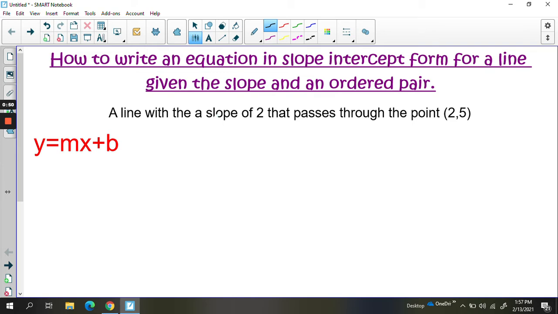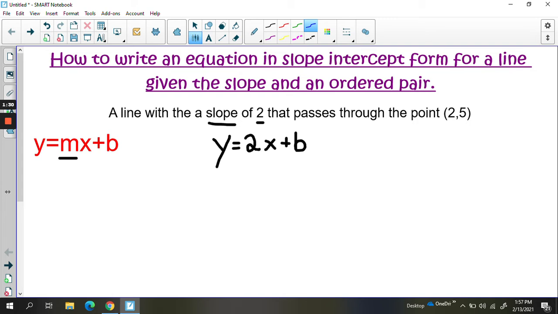So we know that it has a slope of 2. We know that in our slope-intercept form equation, m represents slope. So what that means is we're going to substitute in 2 for m because we know that the slope is 2. And then we're going to write the rest of our equation. Now we don't know what our y-intercept is, so we're going to just leave b as b because nowhere in the problem does it tell us what our y-intercept is.